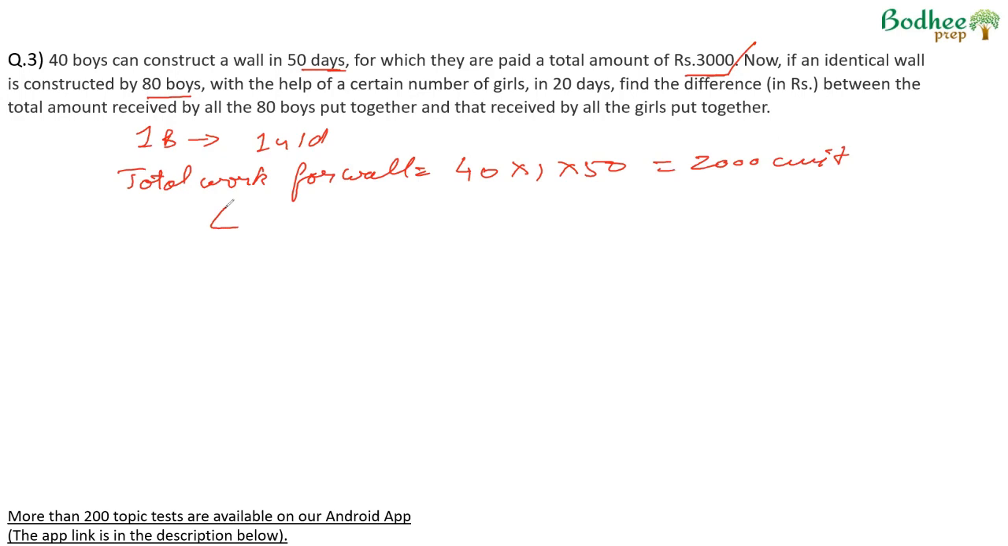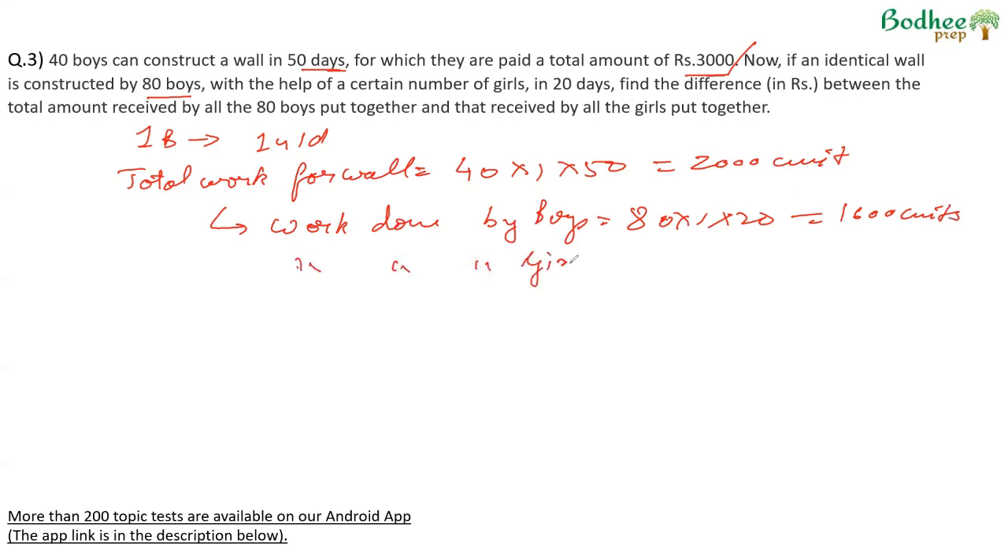Now, out of this, work done by boys is 80 boys doing 1 unit per day, now working for 20 days. So work done is 1600 units. And therefore, the remaining work done by girls will be out of 2000, 1600 is done by boys. So 400 by girls.